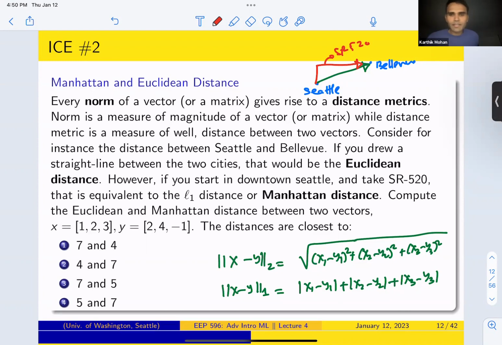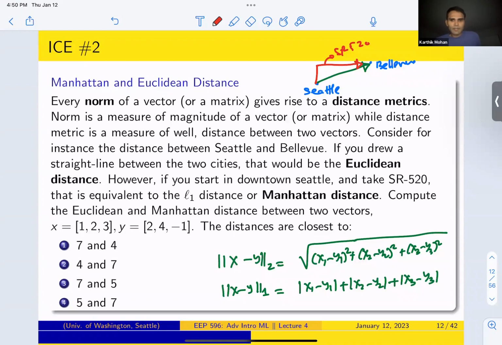We know this is like a triangle, and the sum of two sides of a triangle is always greater than the third side. That's a basic geometric fact that you might have seen. So the L1 distance is always greater than the L2 distance. That also helps you eliminate some of these answers. If the second distance is Manhattan distance, L1 distance, that has to be higher. So it cannot be 1 or 3. It has to be 2 or 4.